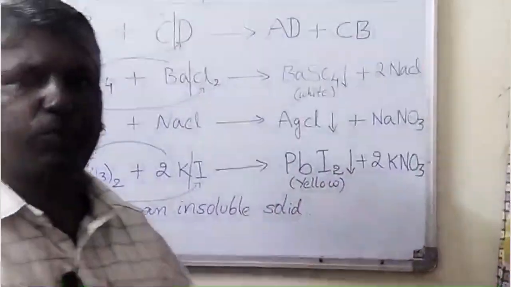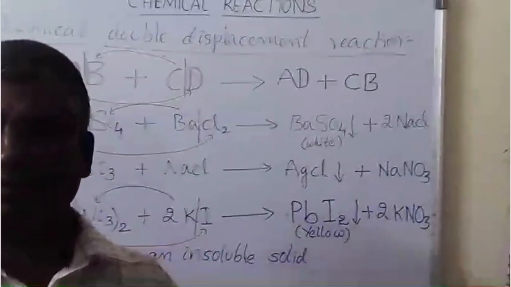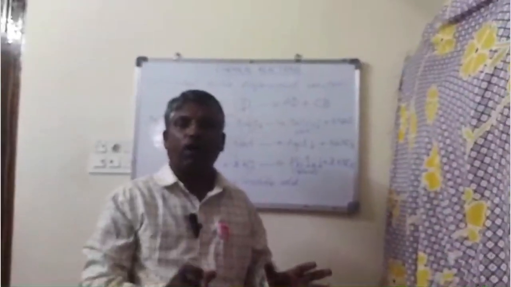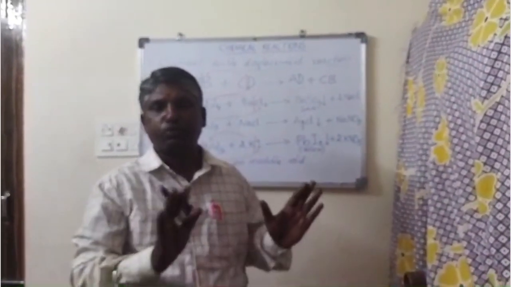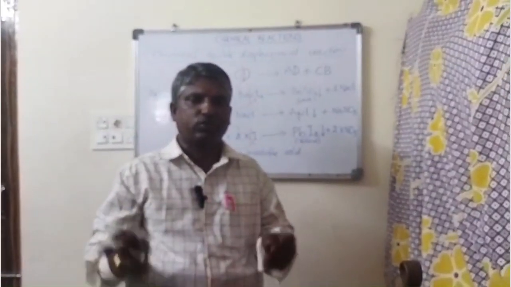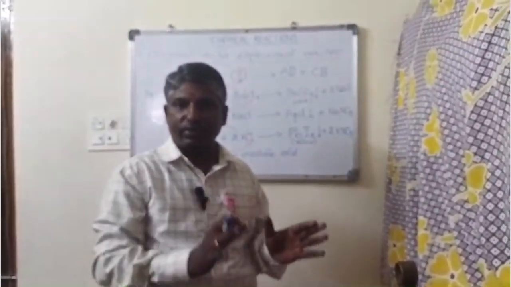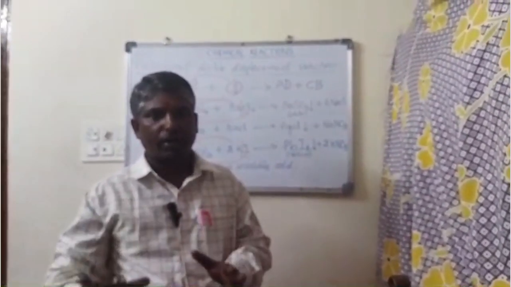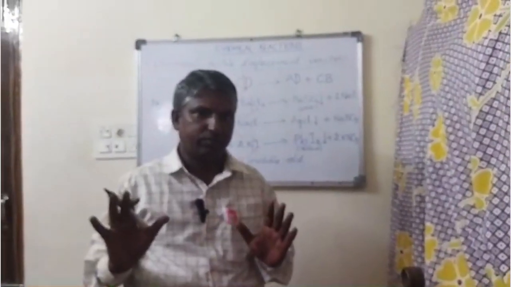In any double displacement reaction we observe, generally it forms a precipitate. Precipitate is always expressed with a downward arrow. It is an insoluble solid in a chemical reaction.